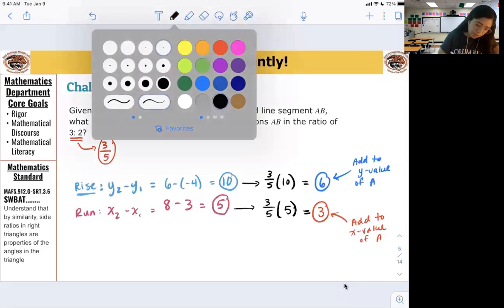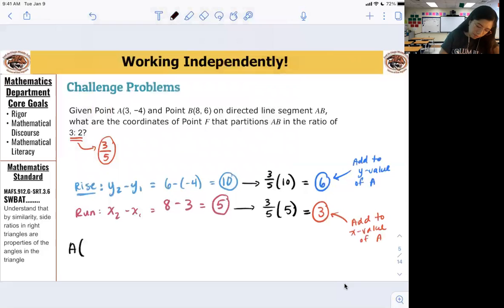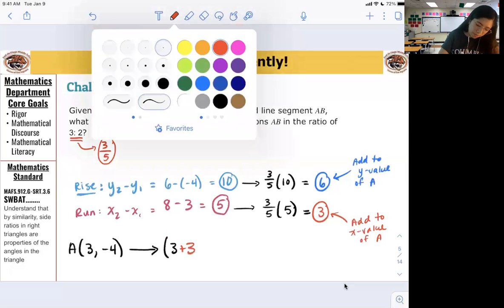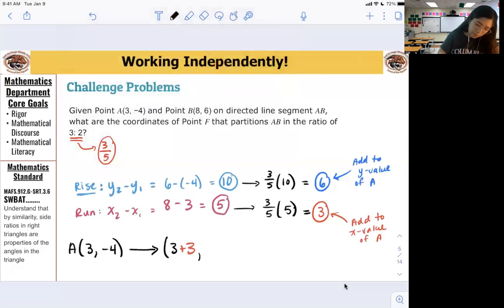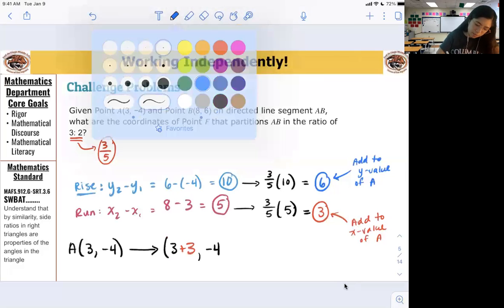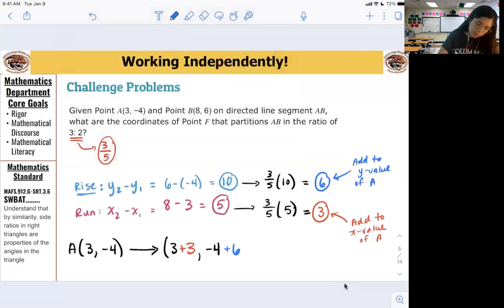Okay, so A was 3 comma -4, but then we're going to add, so it's going to be 3 plus 3, and then -4 plus 6. So what do I get for point F? 6 comma 2. Good.